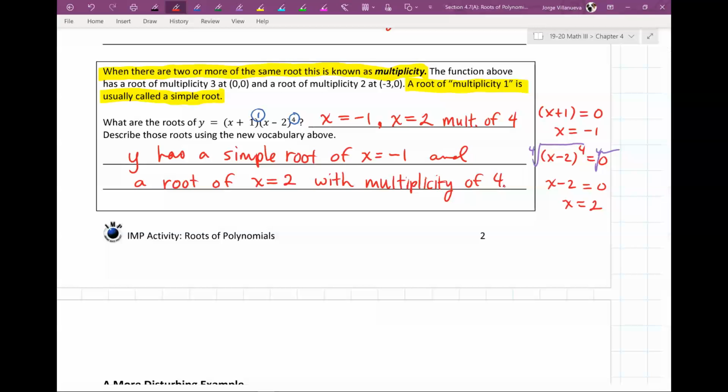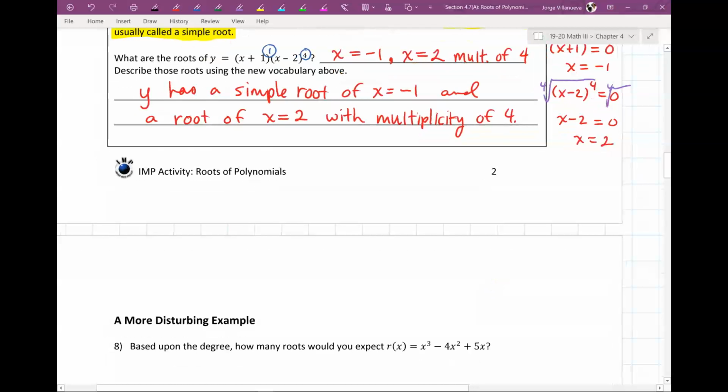Okay? So y has a simple root of x equal to -1 and a root of x equal to 2 with multiplicity of 4. So there's a total of 5 answers. -1 happens once, and 2 happens 4 different times.